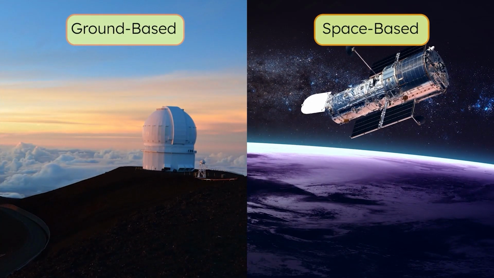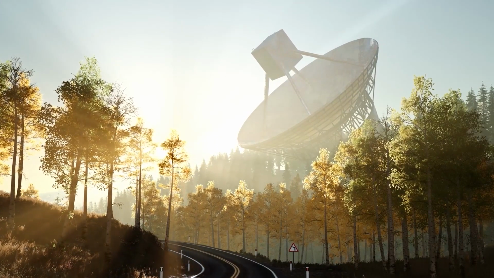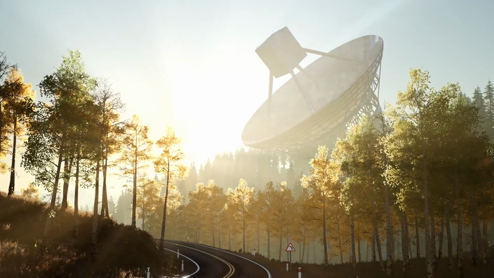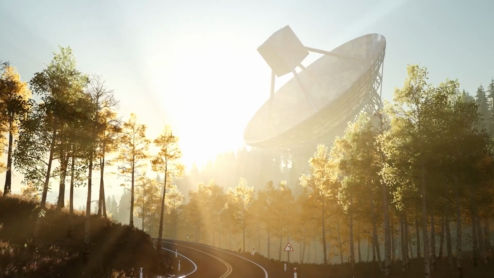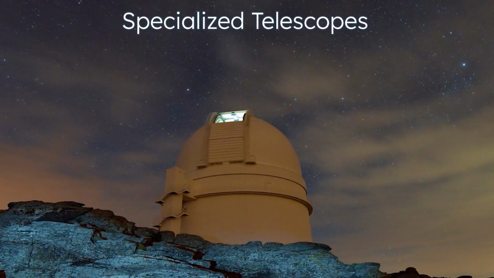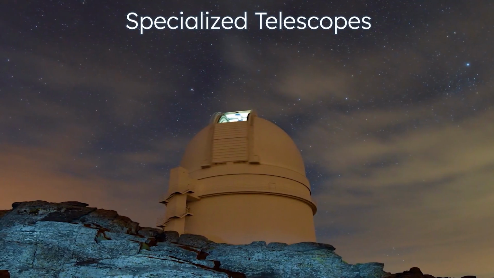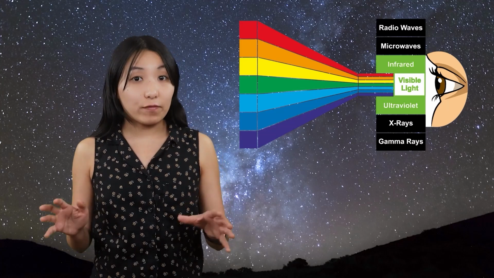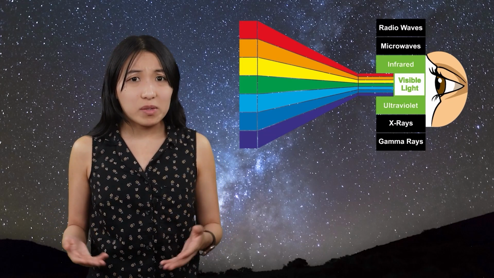Both ground-based and space-based reflecting telescopes offer unique advantages, working together to help us explore the universe more fully. But to unlock the full spectrum of cosmic information, astronomers need even more specialized telescopes, like those designed to detect radio waves, X-rays, and gamma rays. So far, we've explored telescopes that capture visible light, ultraviolet, and infrared. But the universe holds even more mysteries.